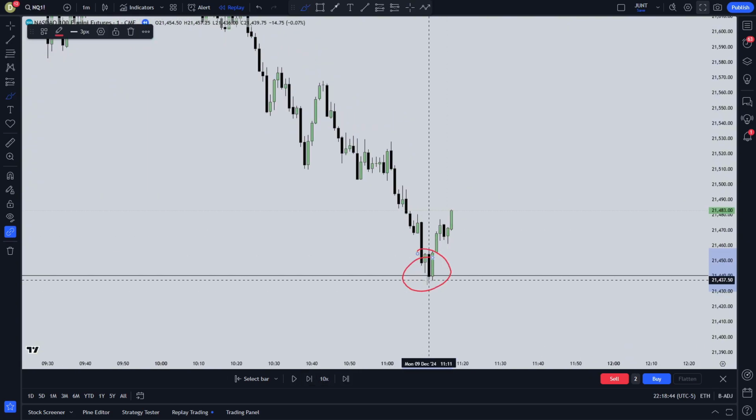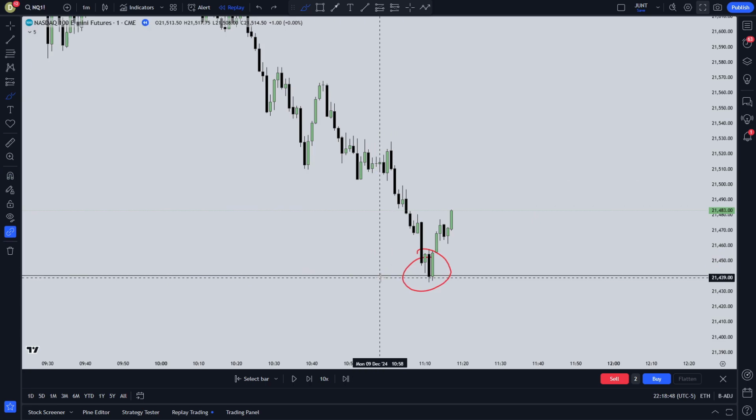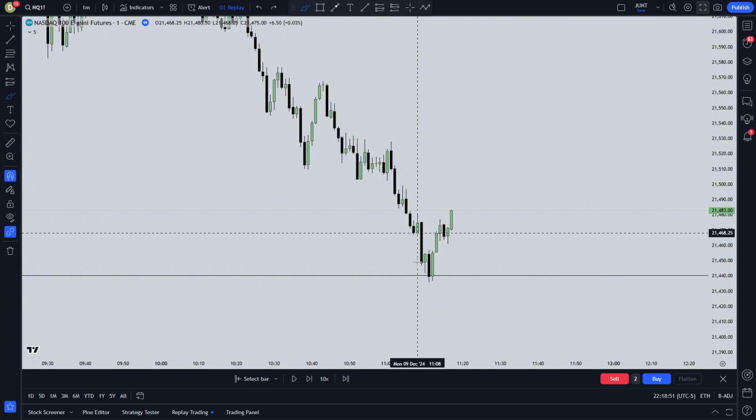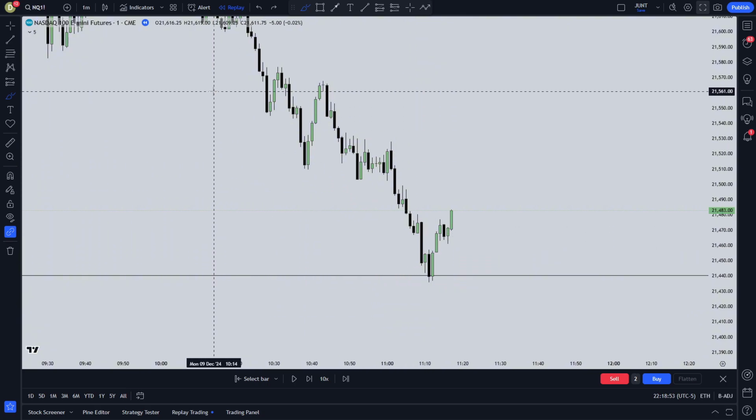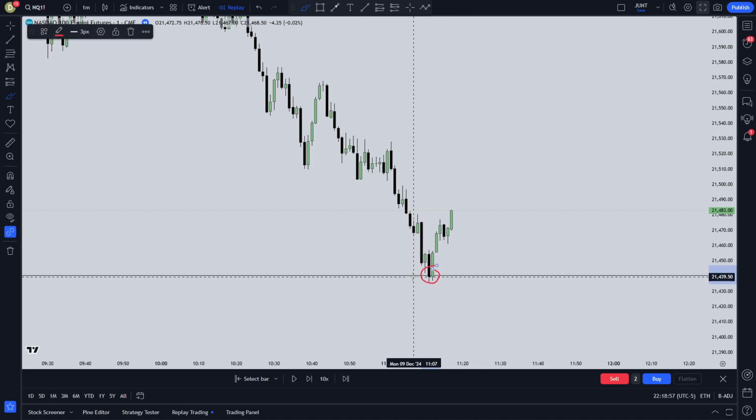As you guys can see right here, price swept under the level and took out the liquidity resting under that low that we just marked out. This is crucial for the strategy, and this is the only way that you can take an entry with the strategy. You have to see price go under that level that we just marked out.